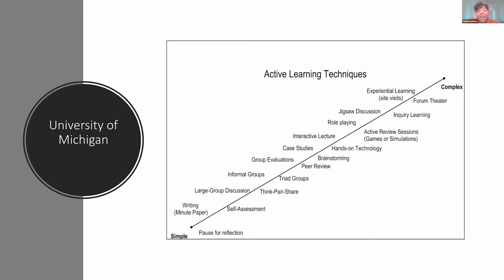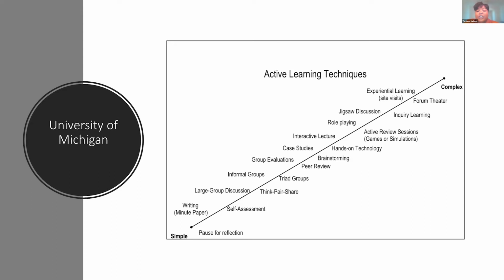Other active learning techniques or strategies, provided by the University of Michigan, range from simple to complex. As you can see on the scale here, you have very simple, just a minute writing paper, which may be self-reflection. It may be a peer review as we move up the spectrum, where students are engaged in providing feedback to other students, or even case studies where they're involved in either conducting a case study or examining a case study.